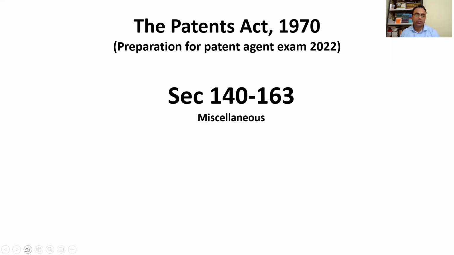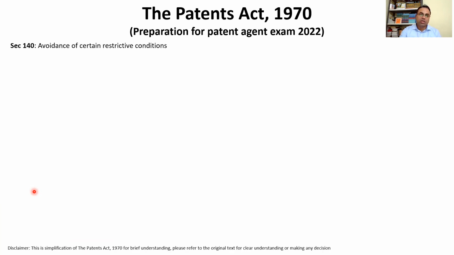So welcome back. We just finished the discussion on international arrangements, conventional applications, then multiple priorities, and what happens to those application files and special provisions. Now we are going to discuss some miscellaneous sections from 140 to 163. Among all these sections, only section 140 is slightly tricky. Otherwise, all others are very straightforward.